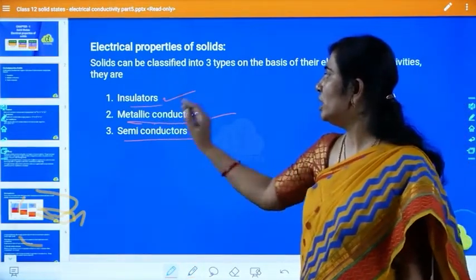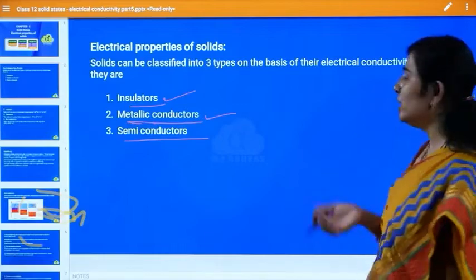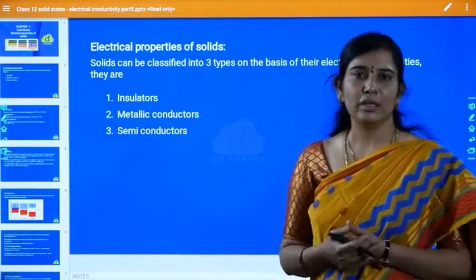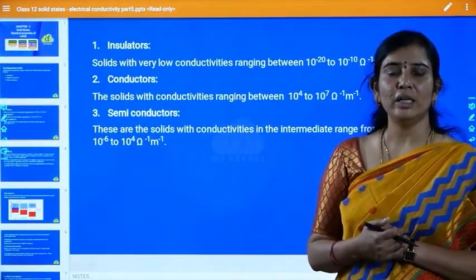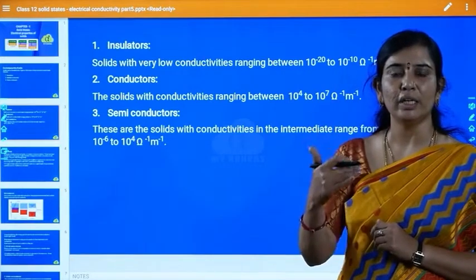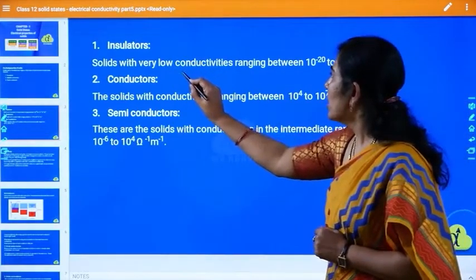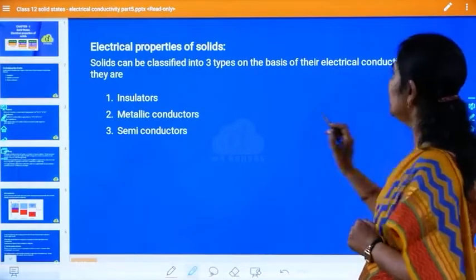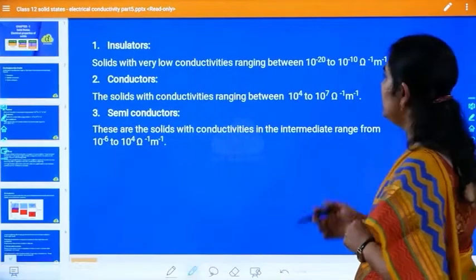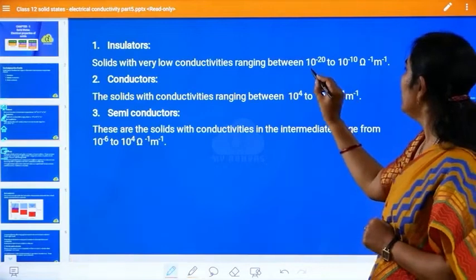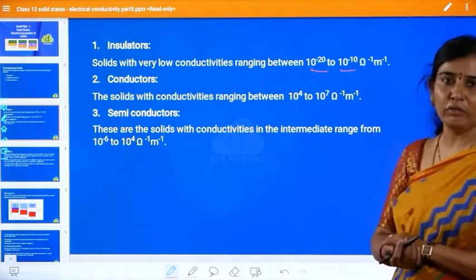What is the first one you are seeing here? Insulator. What do you mean by insulator? The name itself indicates that it will not conduct what? Electricity. That we call an insulator, right? Then based on what exactly can you classify this as an insulator, conductor or semiconductor? In an insulator, the conductivity range is very low. If you take here, the conductivity range is between 10 power minus 20 to 10 power minus 10 ohm inverse meter inverse.